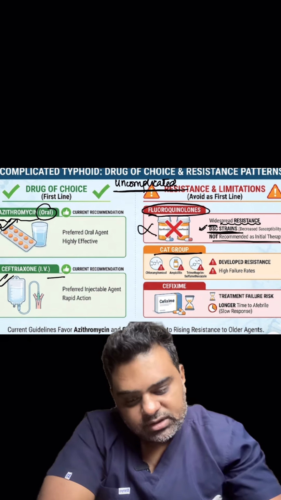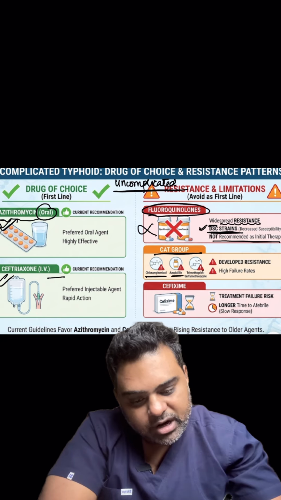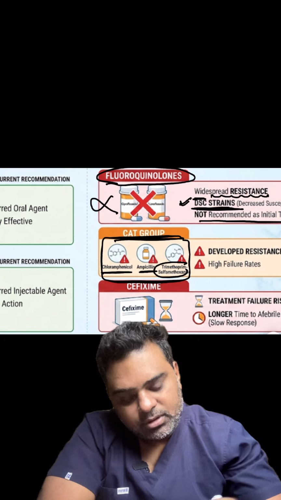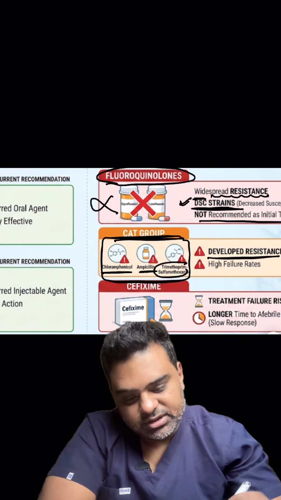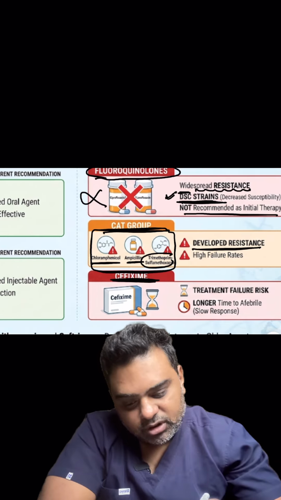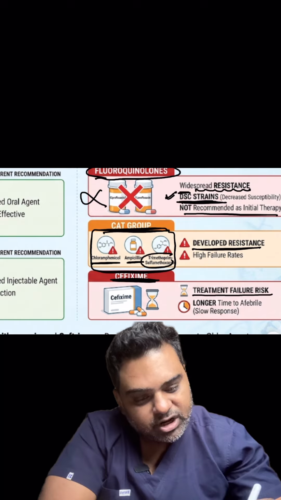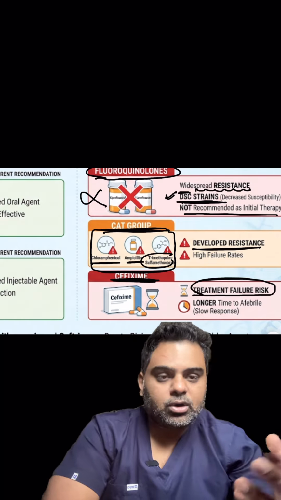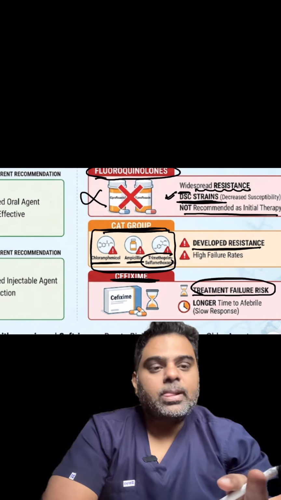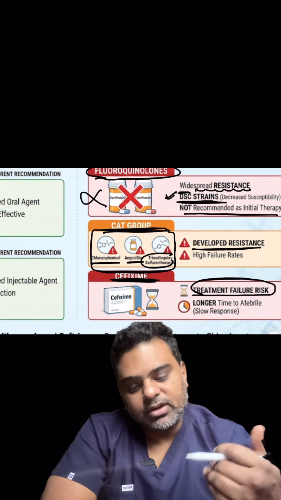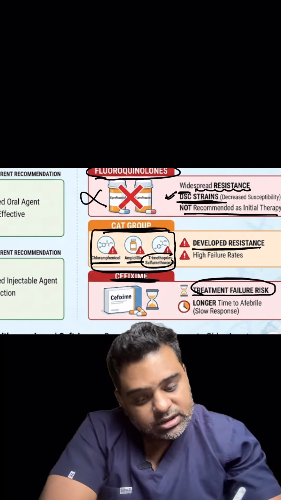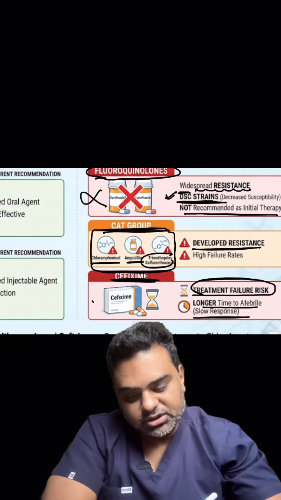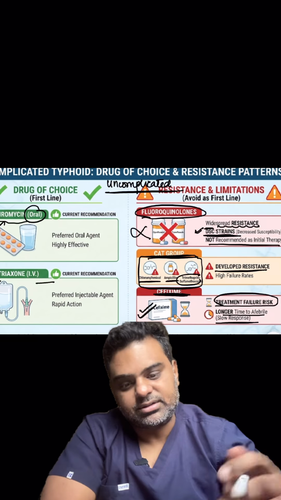The CAT group of drugs, that is chloramphenicol, ampicillin, or trimethoprim-sulfamethoxazole, are also not given because resistance has developed. Also, why is cefixime not given? Because there is an increased treatment failure risk, because most of the time when you give cefixime, in a lot of patients there is no symptom relief, and thus we have to shift to other drugs. Also, the time taken to make the patient afebrile is longer with cefixime. So this is from the latest Harrison.